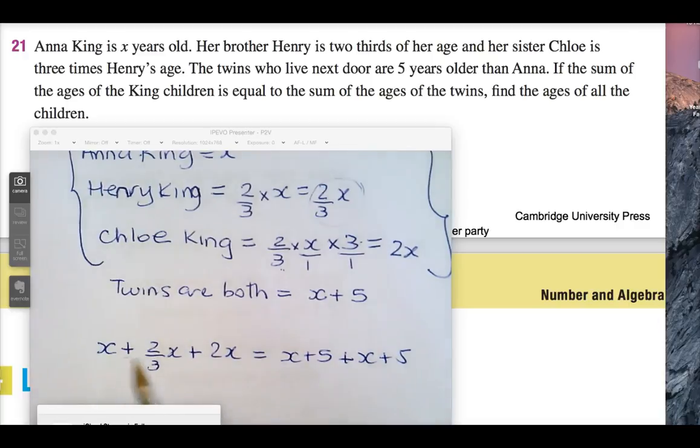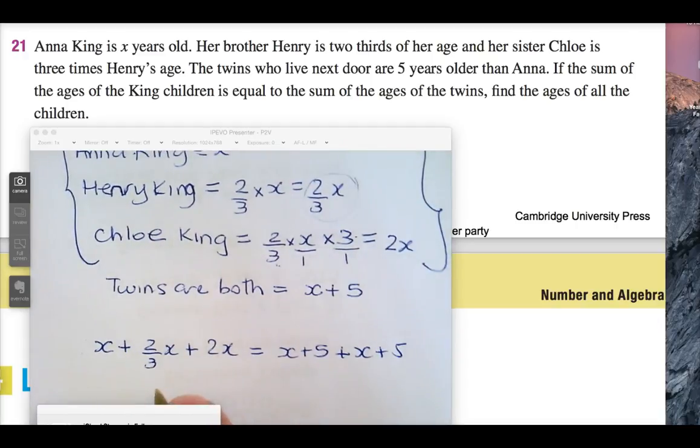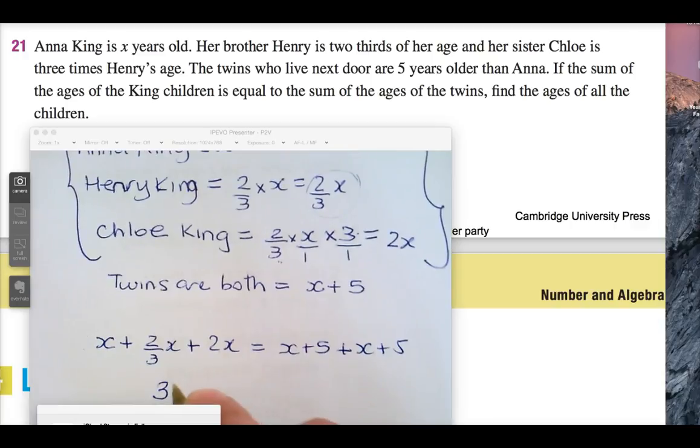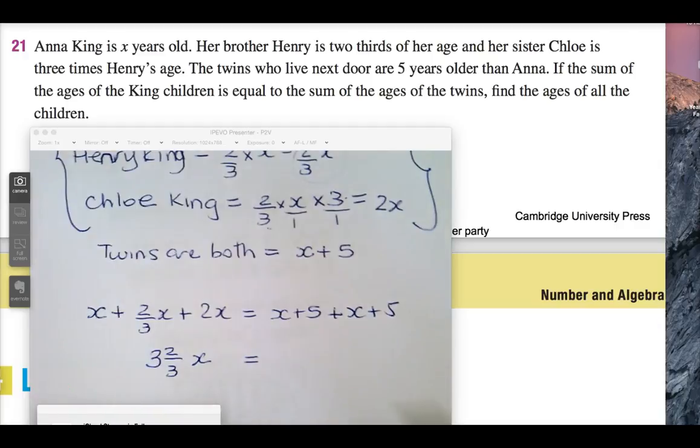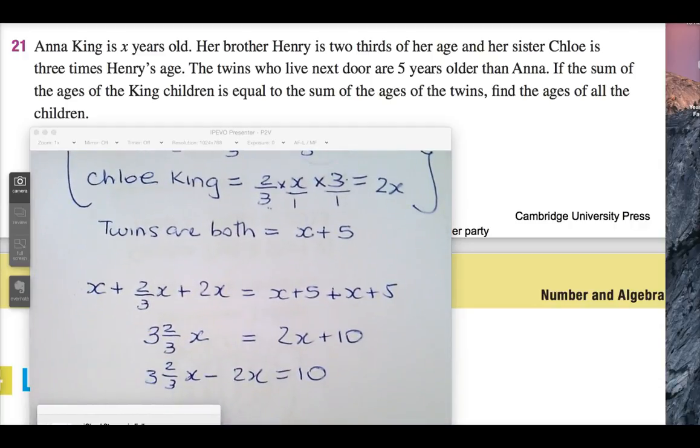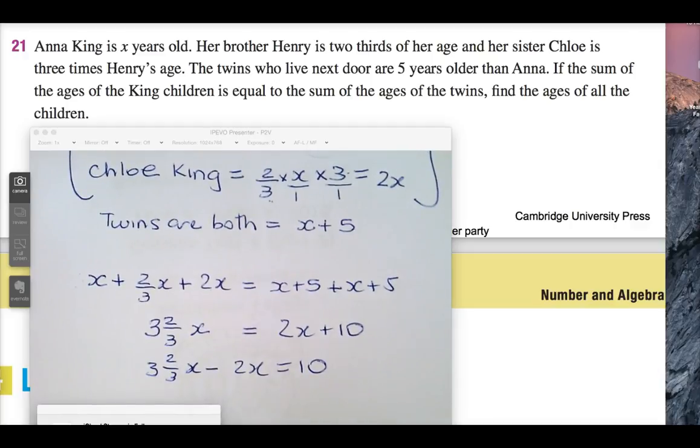Okay, what are you going to do now? We did this last lesson. 2 plus 1 is 3. 3 and 2/3. Can you give it as an improper? Or you can leave it as 3 and 2/3. Are you okay with that? 3 and 2/3 x, I'm just going to put the x next to it, equals what? 2x plus 10. Good. Now, 3 and 2/3 x minus 2x equals 10. What's 3 and 2/3 minus 2? 1 and 2/3 x is 10.